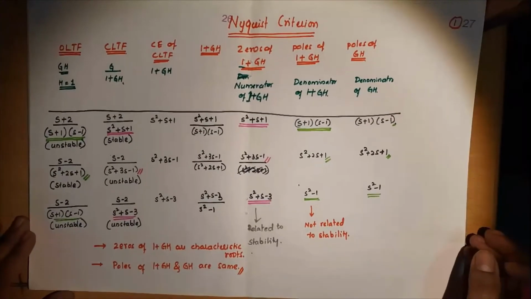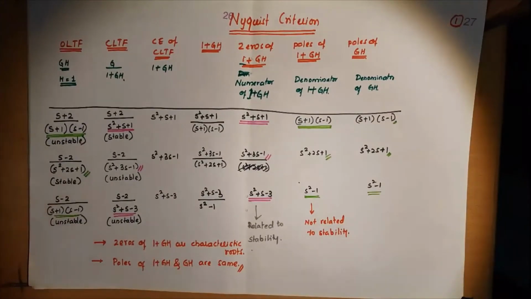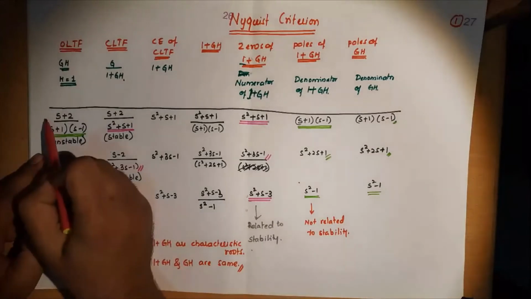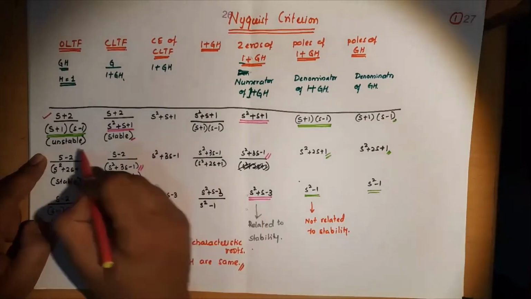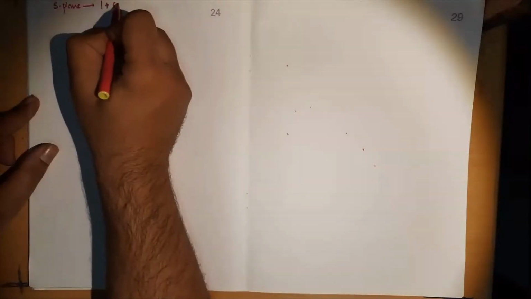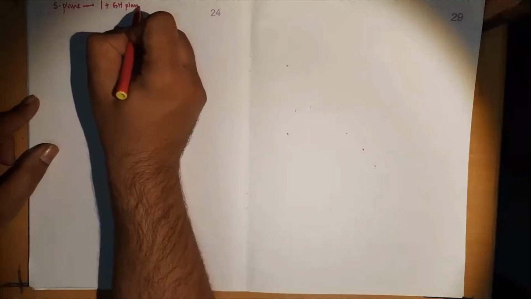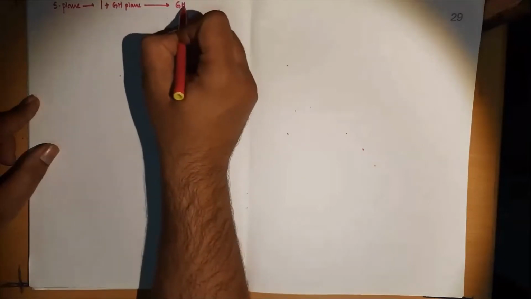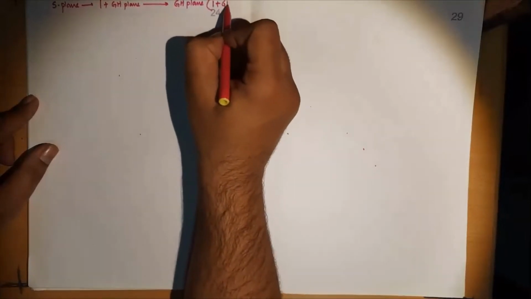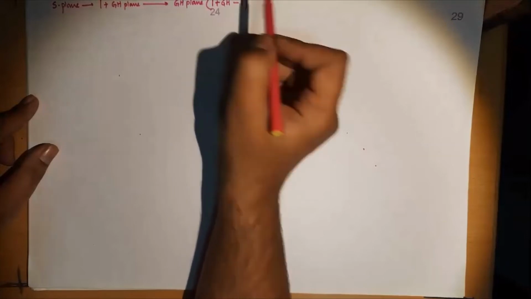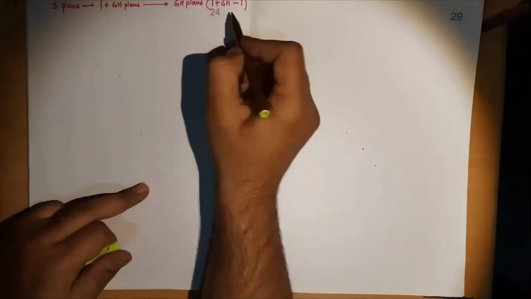For that, I will take the same example instead of a new one. So let us take this example: open loop unstable, closed loop stable, the first example. What we are supposed to do now is mapping of the closed contour from the S plane to the 1 plus GH plane, then to the GH plane. And the GH plane is obtained by subtracting 1 from the 1 plus GH plane.